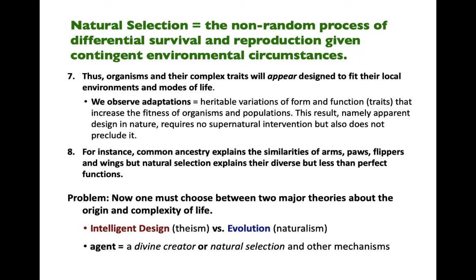We observe adaptations, heritable variations of form and function, traits that increase the fitness of organisms and populations. This result, namely apparent design in nature, requires no supernatural intervention, but also does not preclude it. It doesn't rule it out. For instance, common ancestry explains the similarities of arms, paws, flippers, and wings. But natural selection explains their diverse but less than perfect functions.